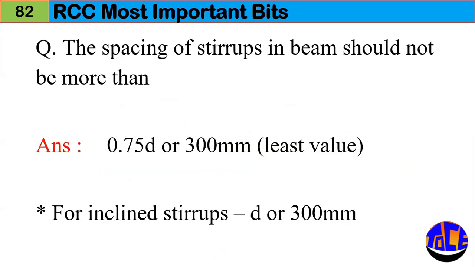Question number 82. The spacing of stirrups in beam should not be more than 0.75 D or 300 mm, whichever is the least. The least of these will be the maximum spacing of stirrups in beam. Whereas for inclined stirrups, the spacing should not be more than the effective depth of your beam or 300 mm.